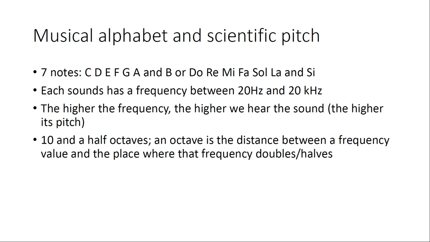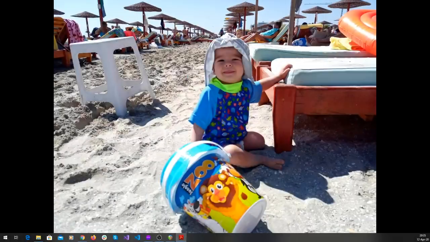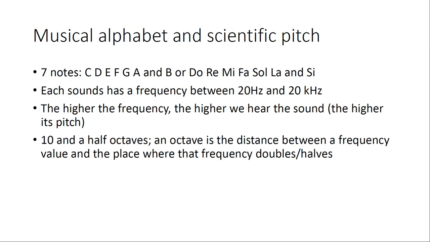As for scientific pitch, each and every sound we can hear has a frequency between 20 Hz and 20 kHz. The higher the frequency, the higher we hear the sound, or the higher its pitch. As a result, we can form what is known as 10½ octaves between these two frequency values. An octave is basically the place where a frequency either doubles or halves its value. And one important thing to remember is that the middle octave is the fourth octave.